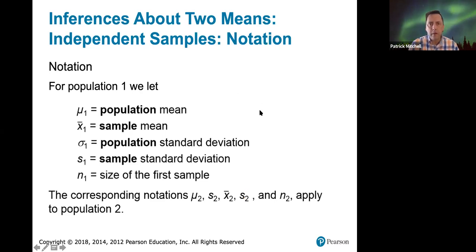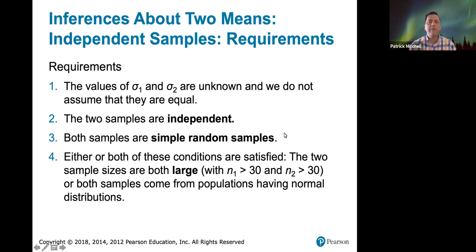All right. The requirements are that the values of sigma sub 1 and sigma sub 2 are unknown, and we do not assume that they are equal. Now, at the end of this section, we'll talk about what you can do if you do assume that these population standard deviations are equal. The two samples are independent. Both samples are simple random samples, and either or both of these conditions are satisfied. The two sample sizes are both large, as in bigger than 30, or both samples come from populations having normal distributions.